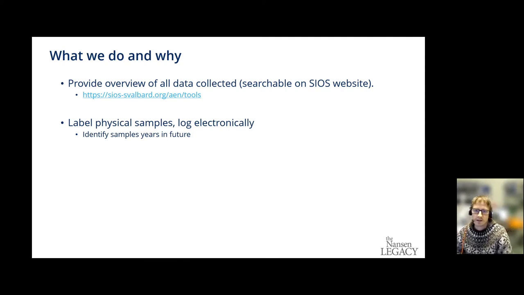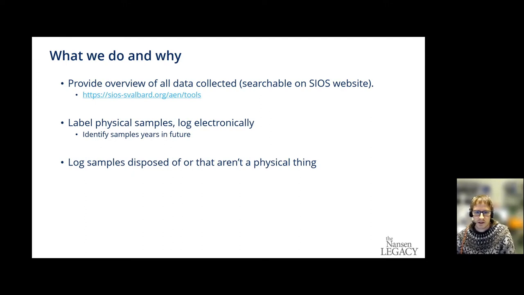We label all physical samples with labels I'll show you later, and we log that electronically. So the link above is the electronic log, but we also label everything. And this interconnectivity between the two is also important. At a lot of research institutions, the fridges and freezers are full of old samples that no one really knows what they are anymore. If you find a Nansen Legacy sample, in theory, it should have a label on it with a little data matrix, like a QR code. Someone can scan that, go to the link above and find that sample and be able to identify exactly what it is.